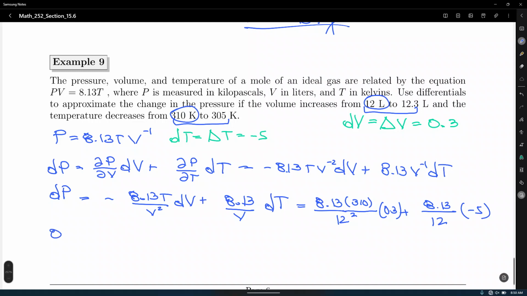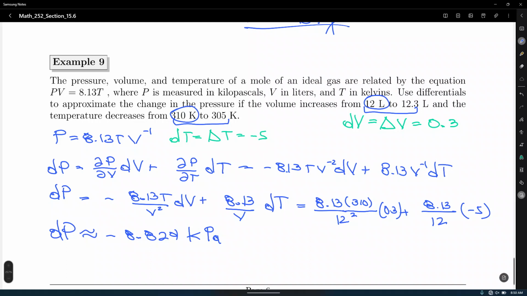So dP is approximately negative 8.829 kilopascals. In this case, let's put units. We save the units for the very end. All right, kilopascals. So by making these changes, that is increasing the volume and decreasing the temperature, the pressure actually decreases, right? There's a decrement in the pressure, all right?